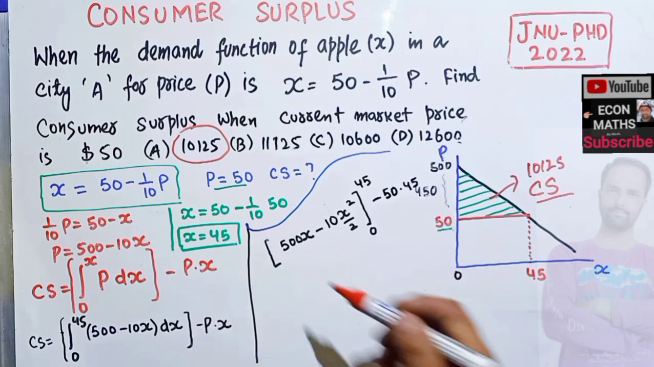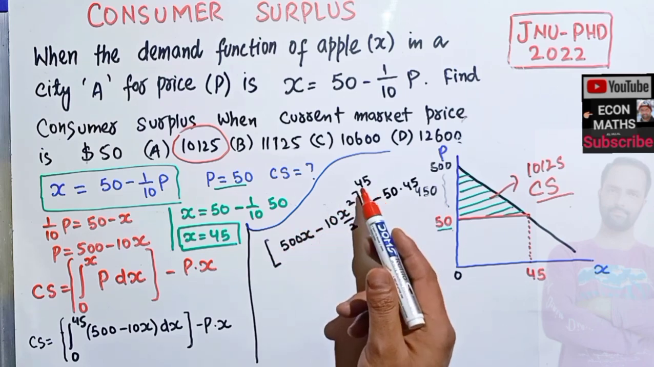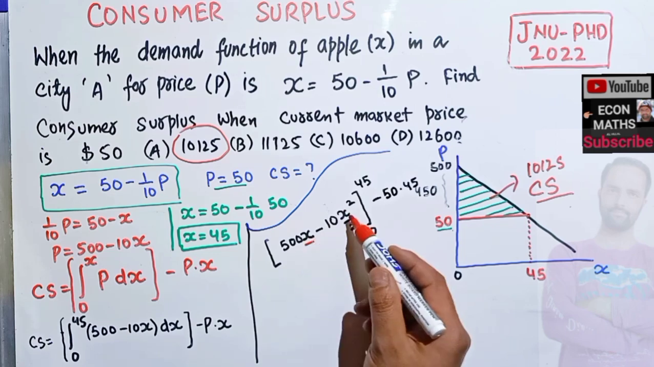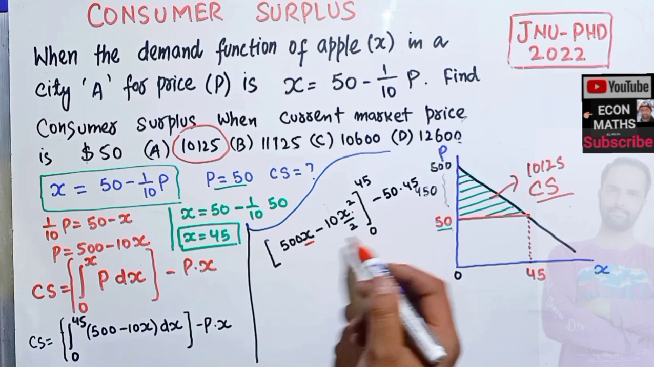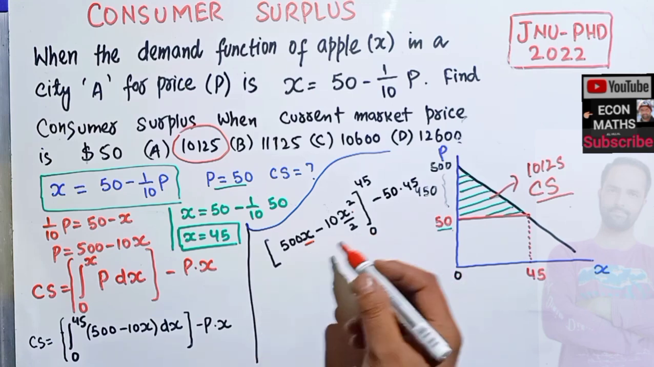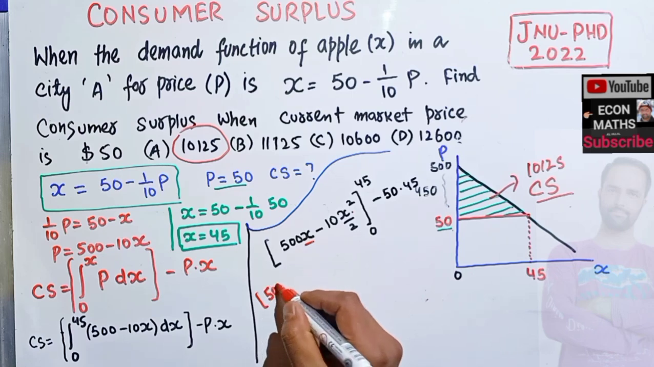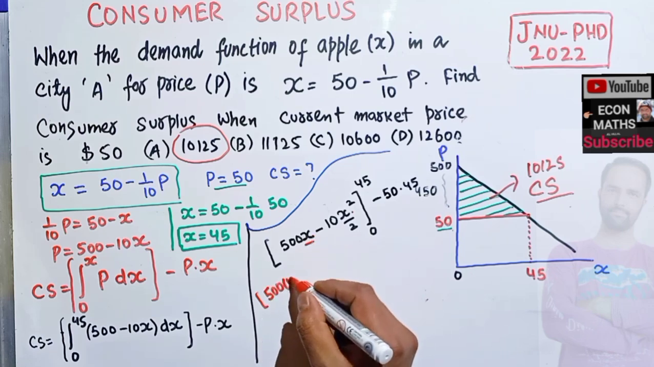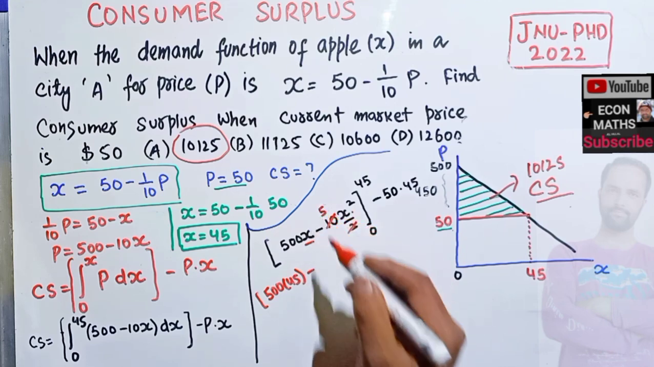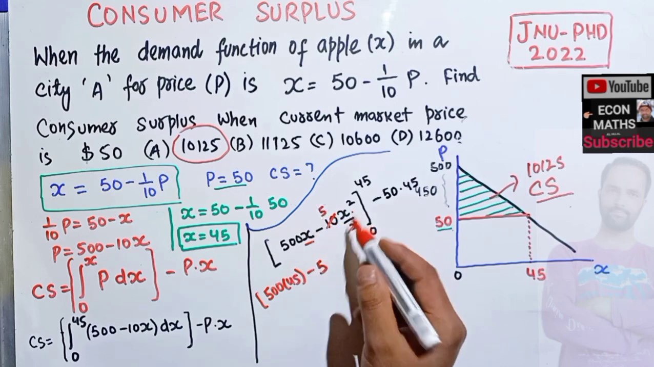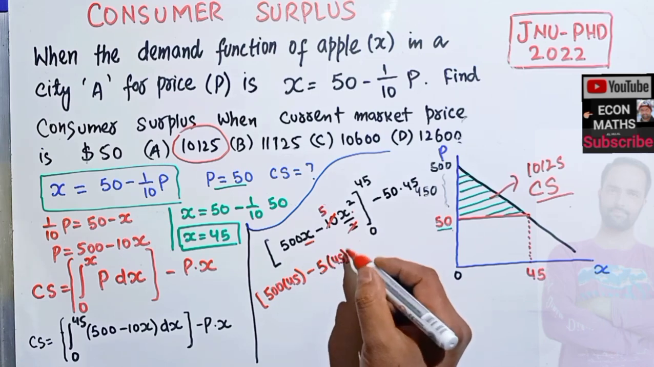Now we evaluate these terms first at 45. That means in place of x we write 45 here first, then we subtract and evaluate it at 0. So in place of x we will write 0. So let's evaluate it at 45 first. So we will have 500 into 45 minus, so 2 1s are 2, 5 5s are 10, so we are left with 5. x square means 45 square.